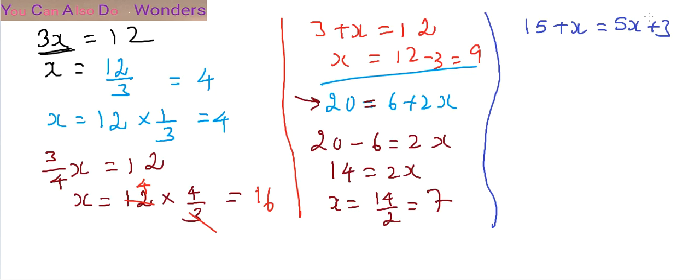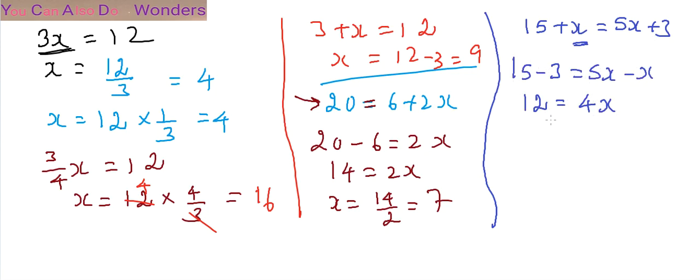A better way is to move the x with the smaller coefficient to the other side. The coefficient of x here is 1, so here 1x, here 5x. So move x to the other side and the numbers to this side. So 15 minus 3 is equal to 5x minus x, which means 15 minus 3 is 12, equal to 4x.